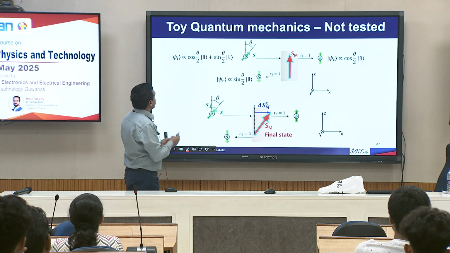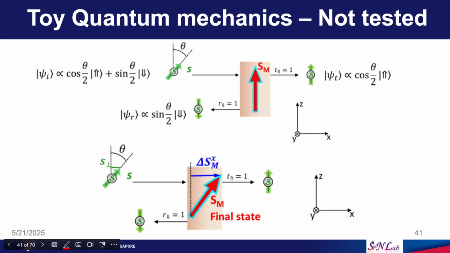Okay. So, in a toy quantum mechanical model, what happens is that when a spin of this type goes to the other side, it will make the magnetization tilted by a certain angle and it will bounce back like this. So, angular momentum transfer is shown in this picture.